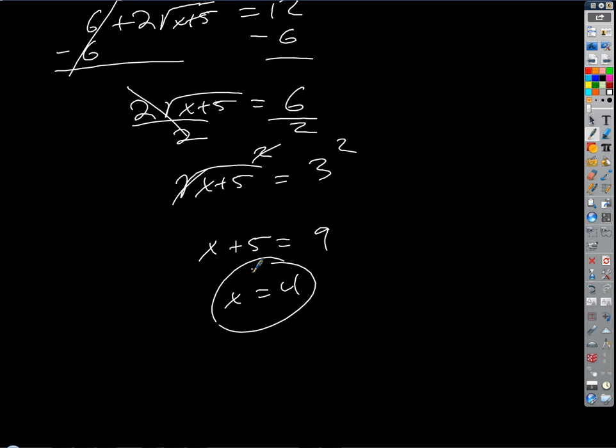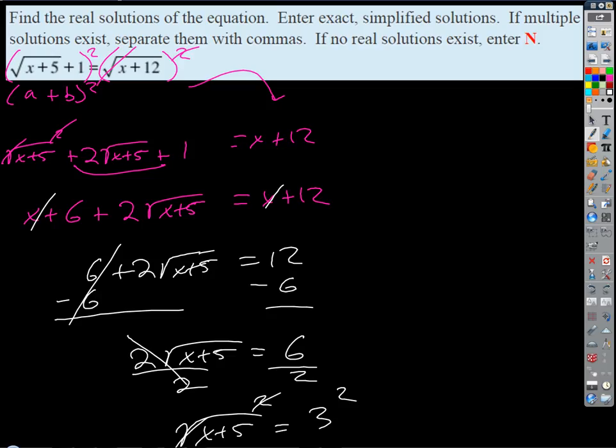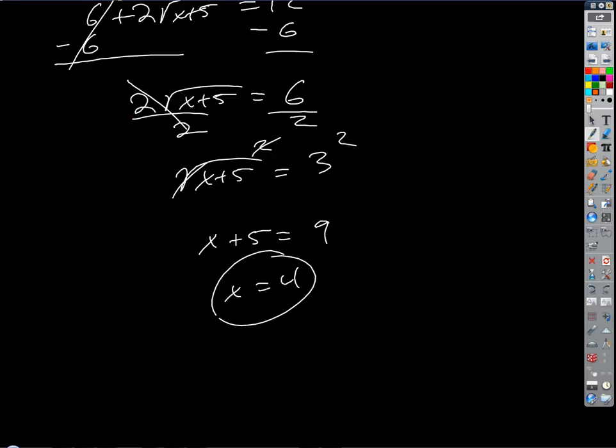We got to check it. So we go back up to the top. Does it work? Let's try it. So I get the square root of 4 plus 5. What's that? So that's gonna be a 3, right? So 3 plus 1, is that equal to the square root of 16? Yeah, 3 plus 1 is 4, it works. Okay, when I check that one, phew, we get one answer.